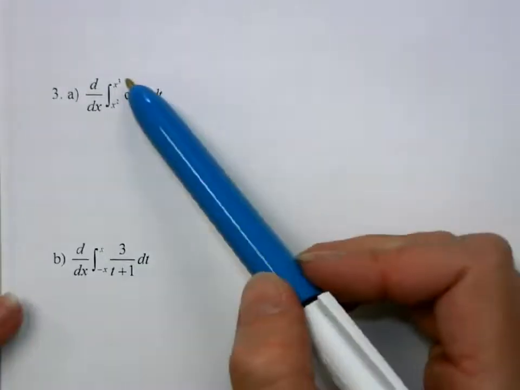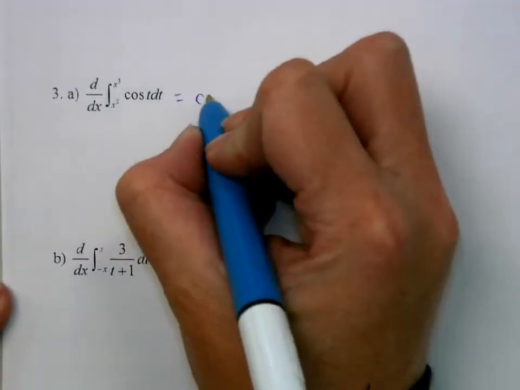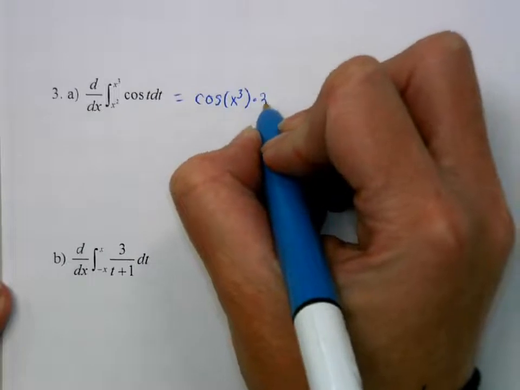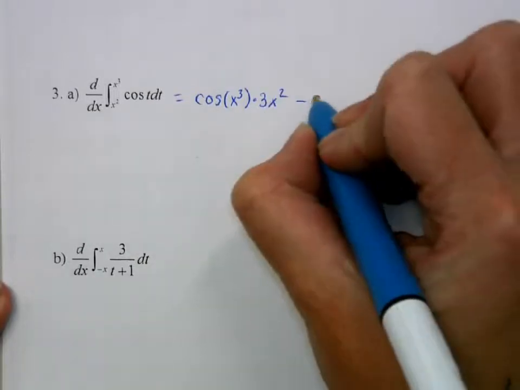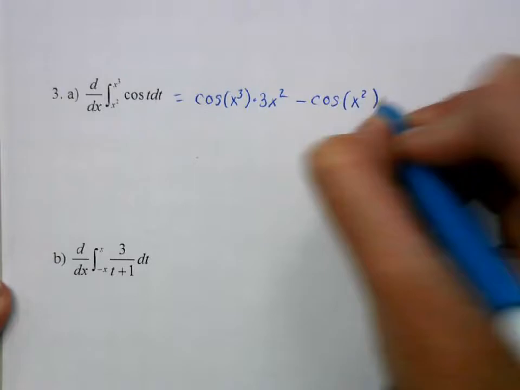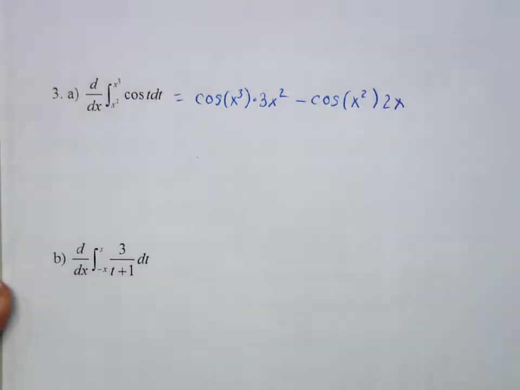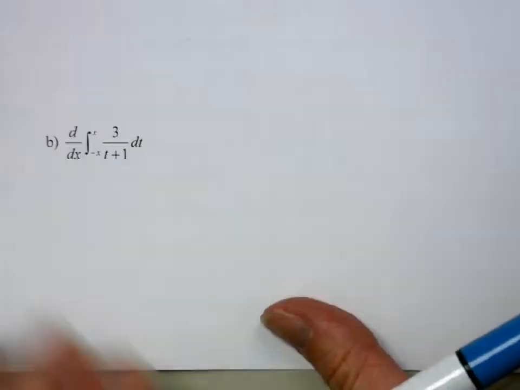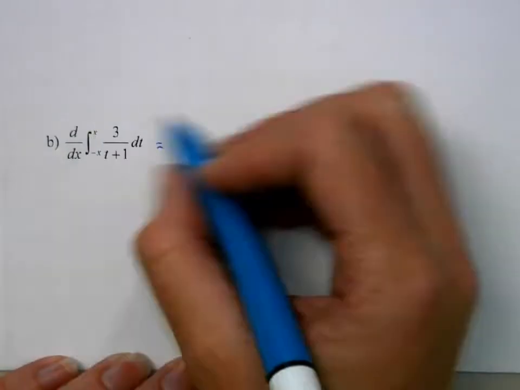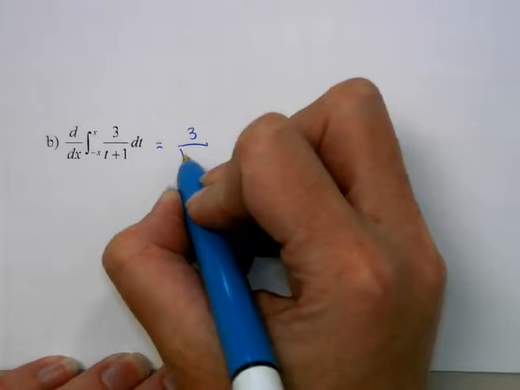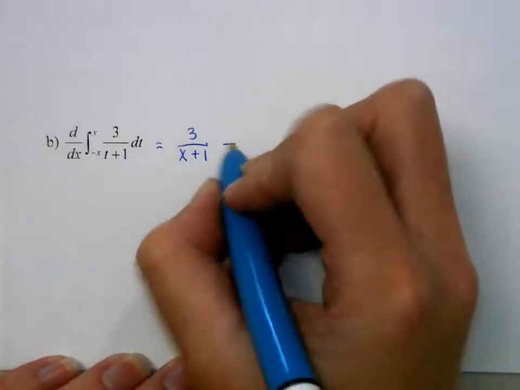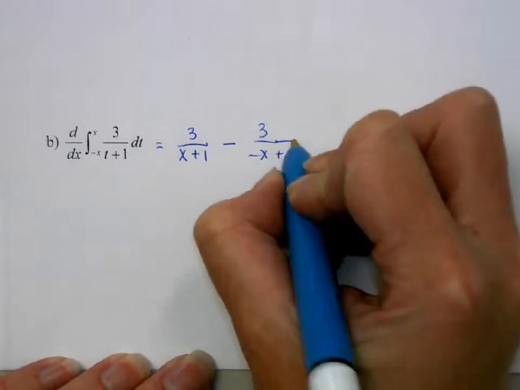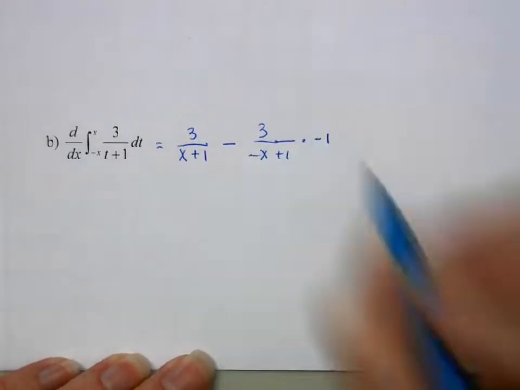Okay, here it's going to be the top minus the bottom. So this will be cosine of x cubed times 3x squared minus cosine of x squared times 2x. This one's going to be 3 over x plus 1 minus the bottom, so 3 over negative x plus 1 times the derivative of negative x, which is negative 1.